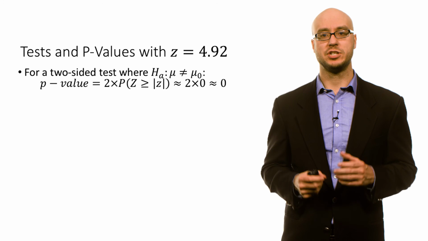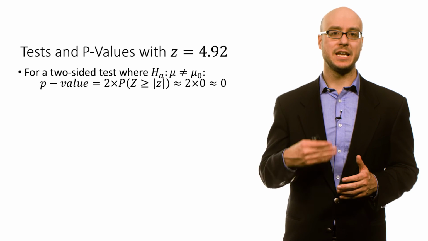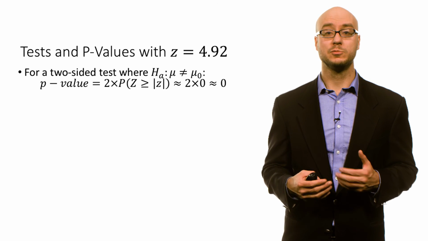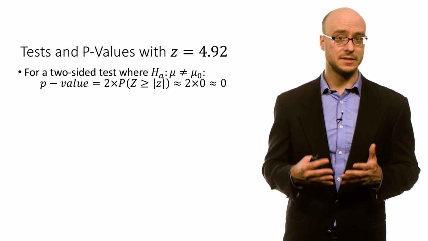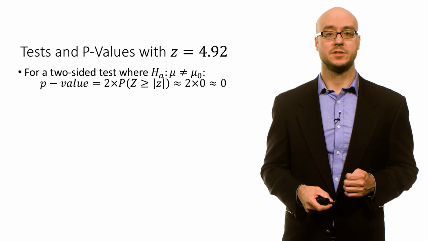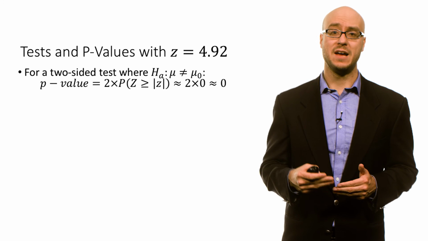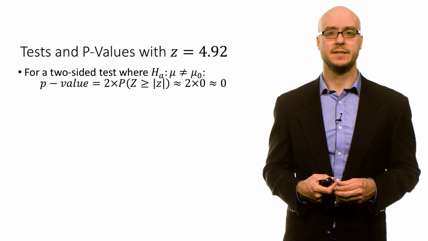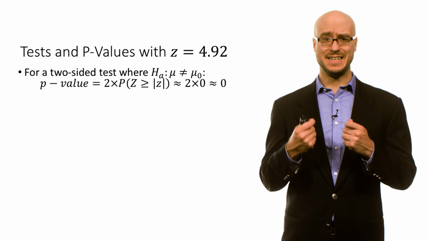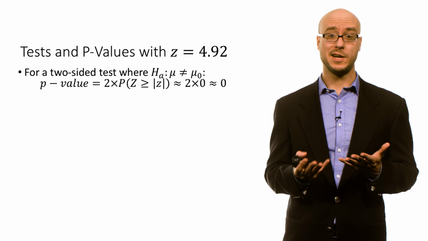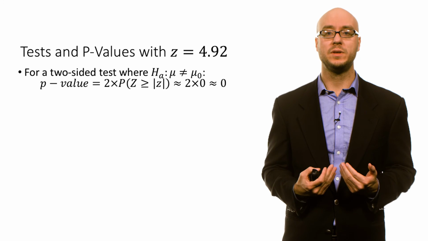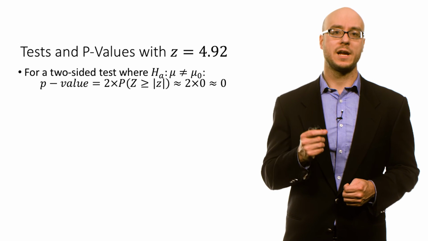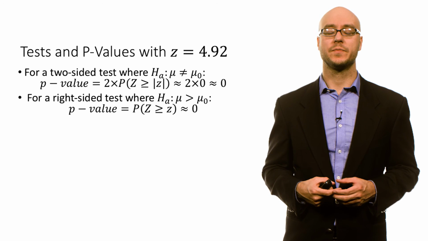For a two-sided test in which the alternative is that the population mean does not equal the claimed value under the null hypothesis, the p-value is simply 2 times 0, which is essentially 0. It's not exactly 0, but it's very close to 0. So in this case, comparing that p-value to 0.05, it's less than 0.05, so we would reject the null hypothesis for a two-sided test. Again, this is just reflecting the fact that a z-test statistic of 4.92 is quite extreme. It's pretty large, so we'd expect a low p-value. We'd expect a low probability of obtaining a test statistic more extreme than 4.92 under the assumption that the null is true.